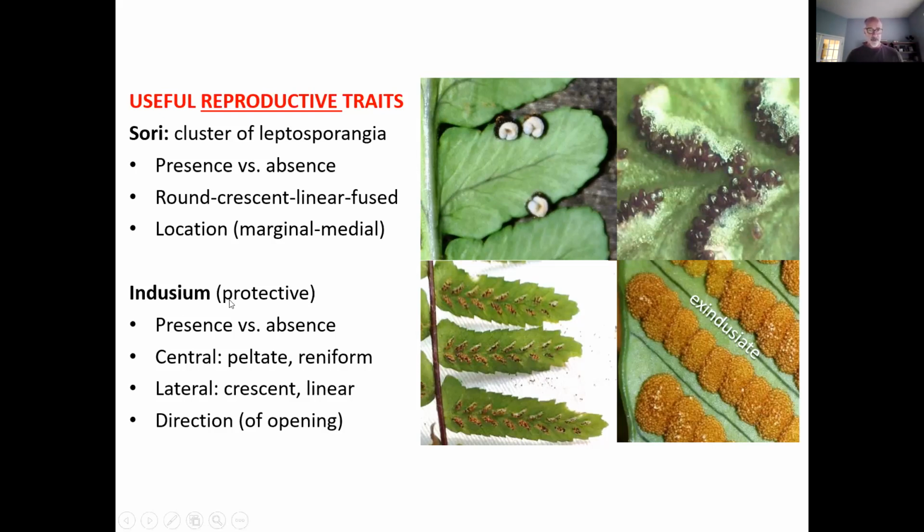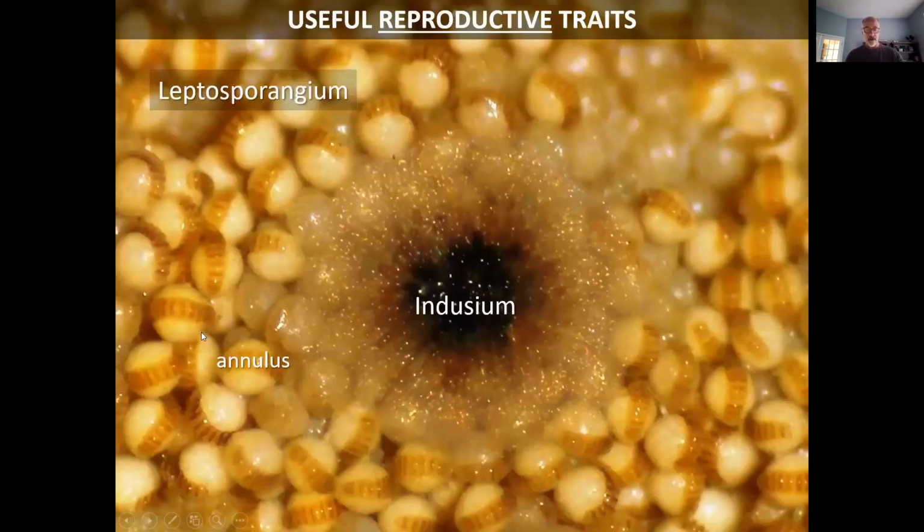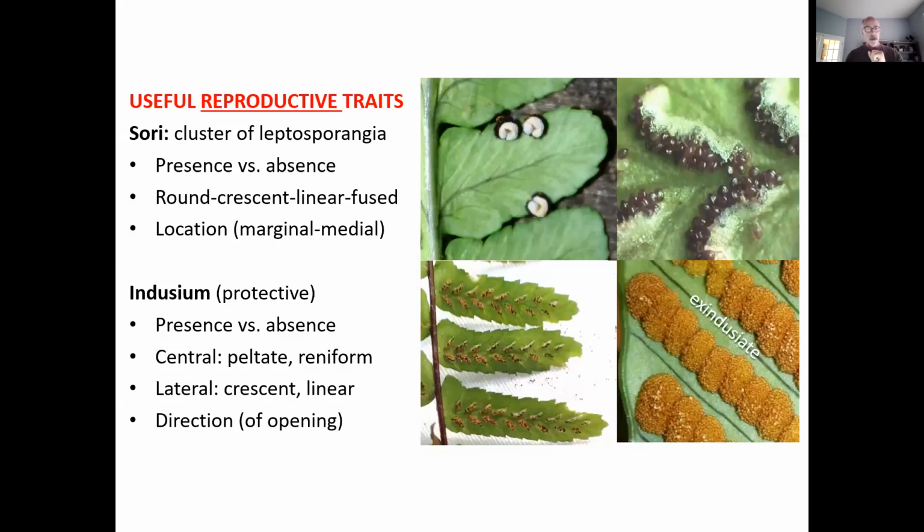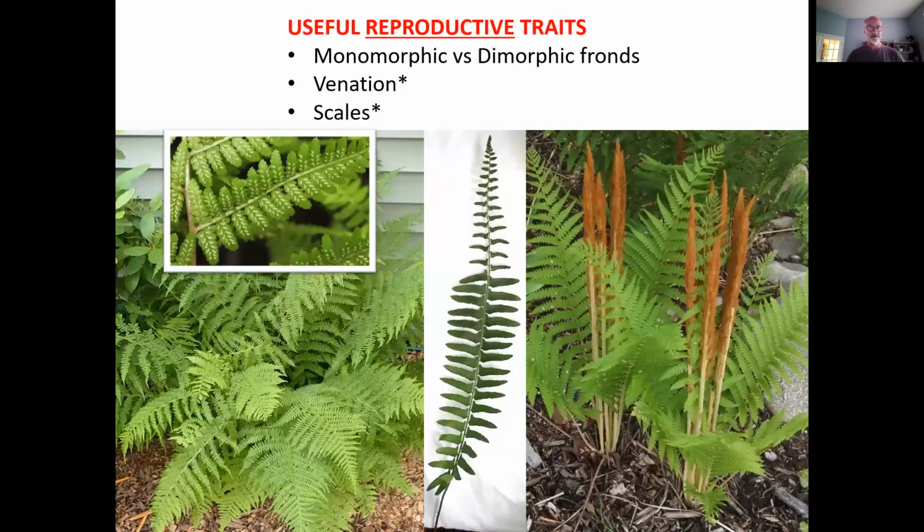The same thing for the protective structure, that umbrella, the indusium. Is it peltate, like we saw here, where it's like an umbrella and the stalk is in the middle? Is it reniform, where the stalk is still in the middle, but you can tell there's a cleft? Or whether the flap is linear or not, will really help you identify various polypods. So maybe some examples are coming up. But last but not least is a couple of quick vegetative traits.